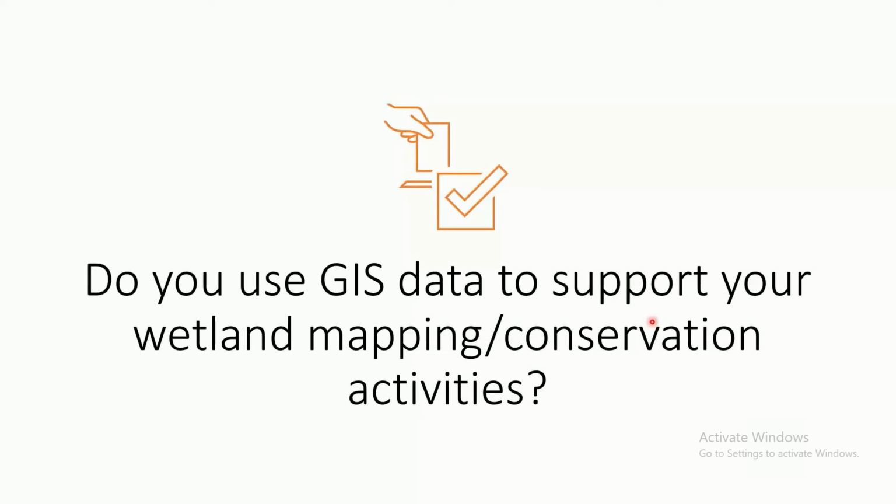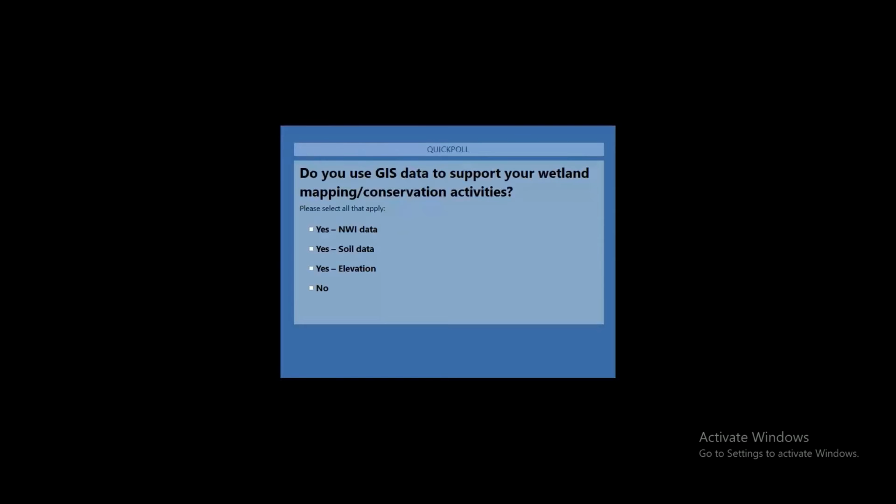All right, I have another poll here for you. Do you use GIS data to support your wetland mapping or conservation activities? Yep, and I'm going to drop that in right now. And this is actually multiple choice, multiple response, so you can pick all that apply to you. So the question is, do you use GIS data to support your wetland mapping or conservation activities? And please select any and all that apply: yes, NWI data; yes, soil data; yes, elevation; or no.